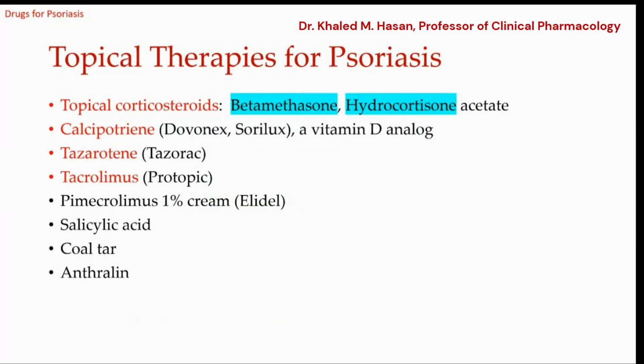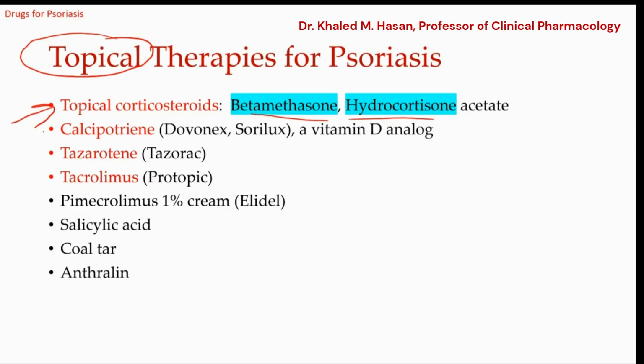Now we start talking about treatment. This reminds me of allergic rhinitis: we have topical and systemic treatment for allergic rhinitis, and the same applies here. We have topical for psoriasis, then systemic. What can we use for topical? Number one, topical corticosteroids, with two medications: betamethasone and hydrocortisone acetate. In this lecture today, we're going to learn about cortisone for the skin. We have 7 categories of corticosteroids, and we need to remember these categories.